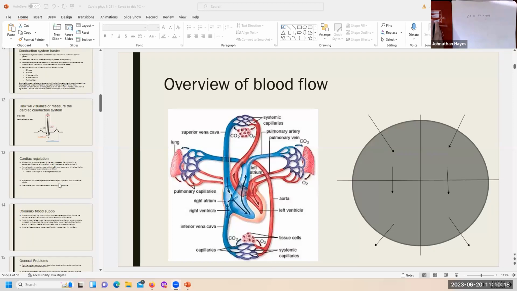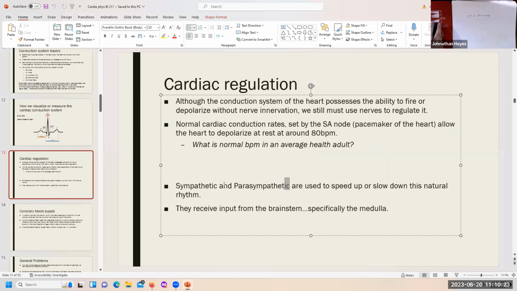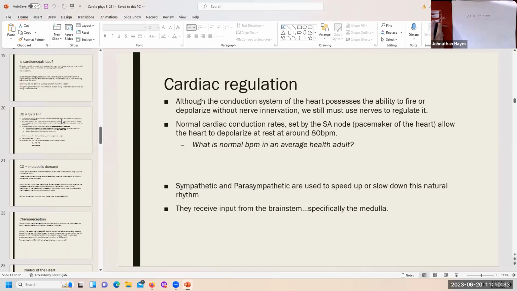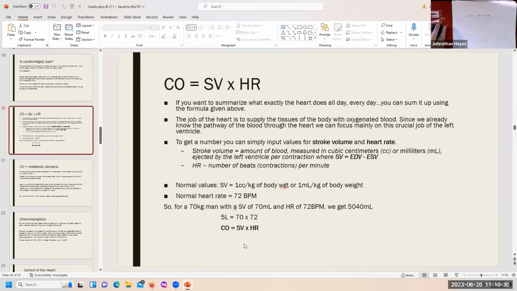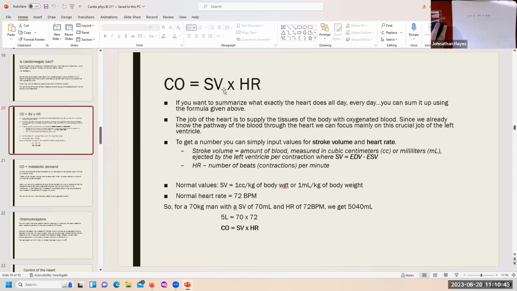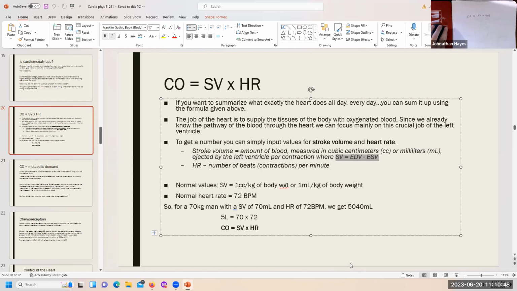Let's see. So here's cardiac regulation. Sympathetic and parasympathetic, speed up, slow down heart, right? They receive their input from the medulla. Here's cardiac output equals stroke volume times heart rate. Here's the normal numbers. Here's cardiac output equals metabolic demand. This even gives you how you calculate stroke volume, which is kind of overly complicated for a very simple idea. Stroke volume is equal to end diastolic volume minus end systolic volume.